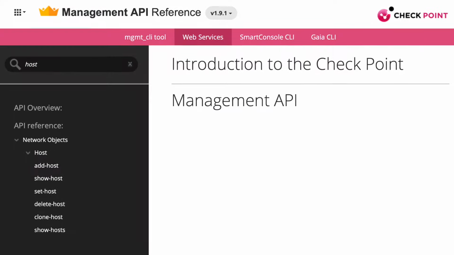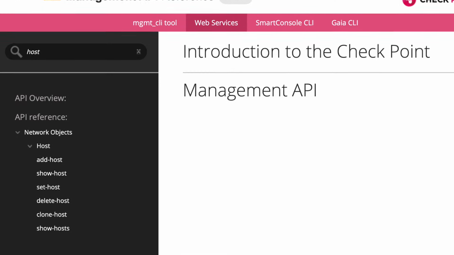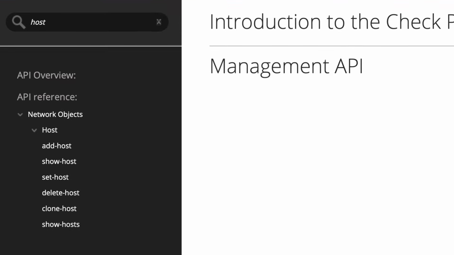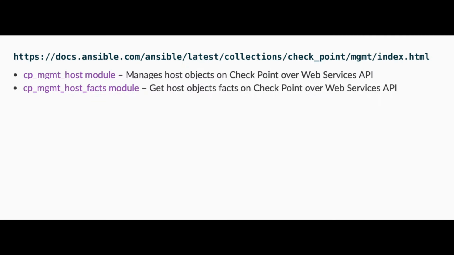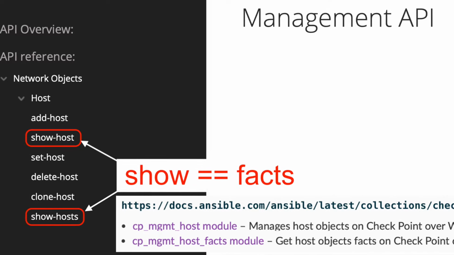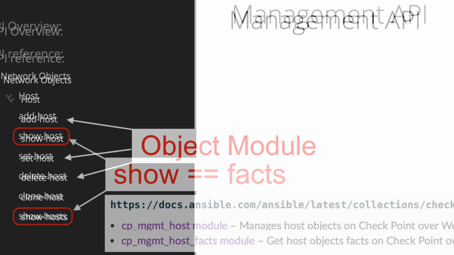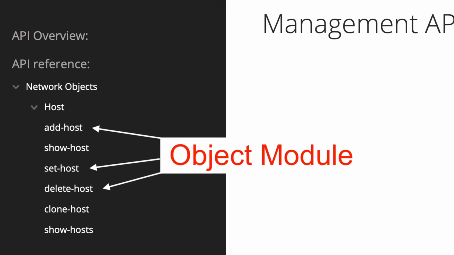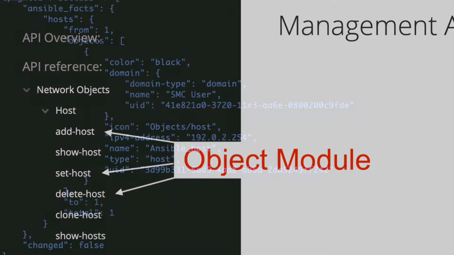You will need to know the specific object type to specify the correct checkpoint module in the task list for that object. To map the modules to API commands, 2 Ansible modules are available for each object type. A facts module maps to the API show command. An individual object module maps to the API add, set, and delete commands. What are facts?